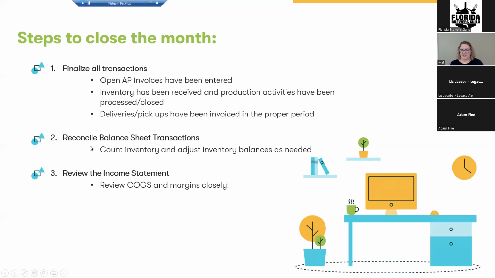And then the final step of month-end close is reviewing your financials. So the first step is reviewing the income statement, and more so in depth, reviewing your COGS and reviewing your margins and making sure those are accurate.